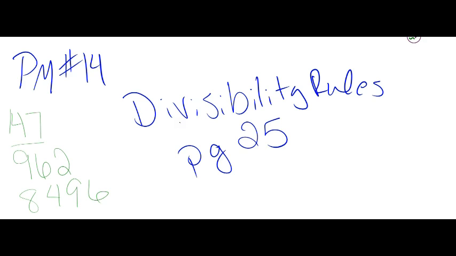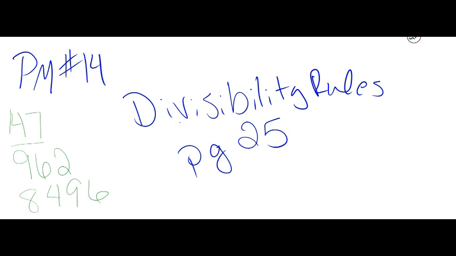8,496 is divisible by 2 because those are both even. Using those rules, we can check to see if something is divisible by 3 because the digits in the number will add up to something that is divisible by 3. So let's check these numbers.